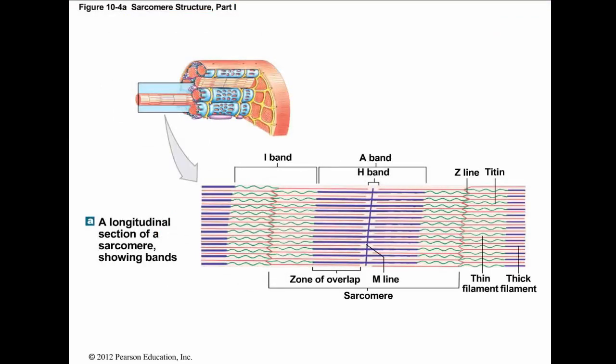So here we're looking at one muscle cell fiber, and we're looking at how the contraction begins. So we've got a longitudinal section of a sarcomere showing the bands. So you've got the I bands, the A bands, the H band, the Z line with the thick and the thin filaments. And then you've got the zone of overlap, so where the thick filaments will be moving and the Z lines will be decreasing and increasing in length to provide contraction.